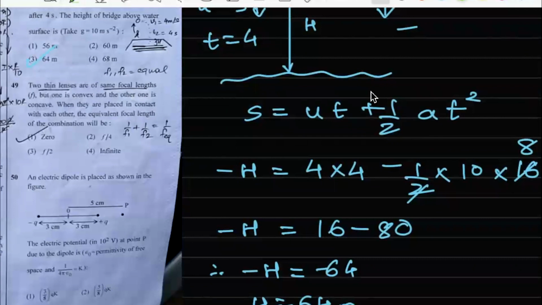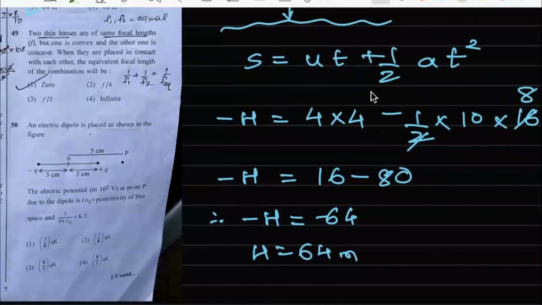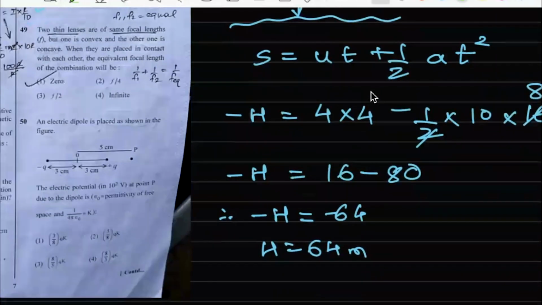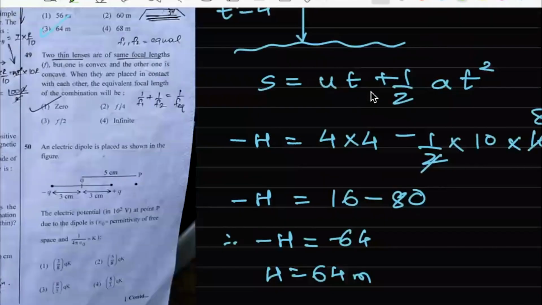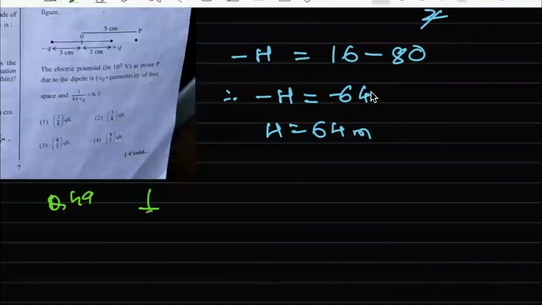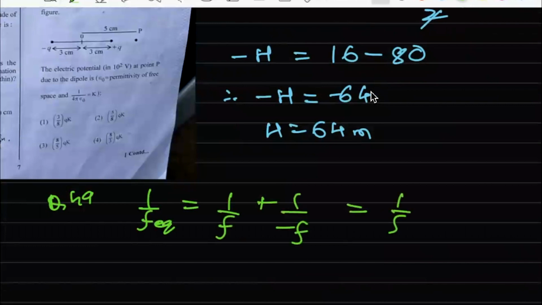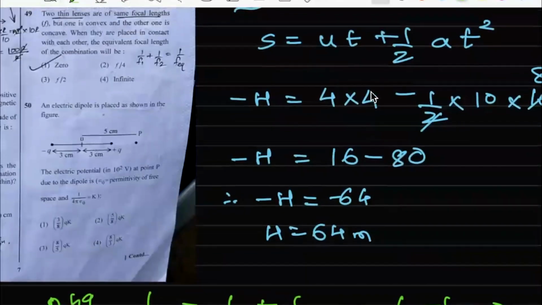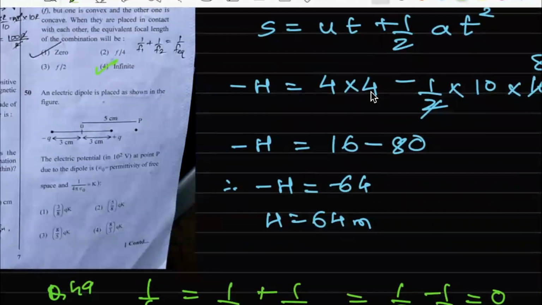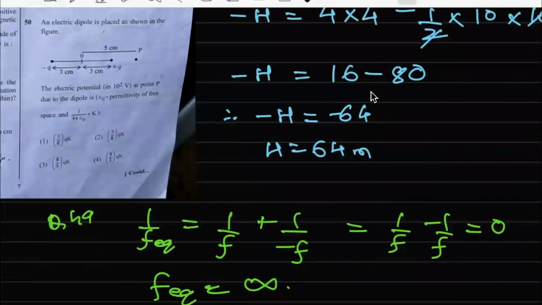Okay. Ray optics again. Two thin lenses are of same focal length, f, but one is convex and the other one is concave. That means one is f, other one is minus f. When they are placed in contact with each other, the equivalent focal length of the combination is very simple. 1 upon f equivalent is 1 upon f plus 1 upon minus f, or it's basically 1 by f minus 1 by f is 0. That means f equivalent is infinity. The equivalent focal length of the combination is infinity, it's not 0. 1 upon f equivalent is 0. Yeah. Fine.